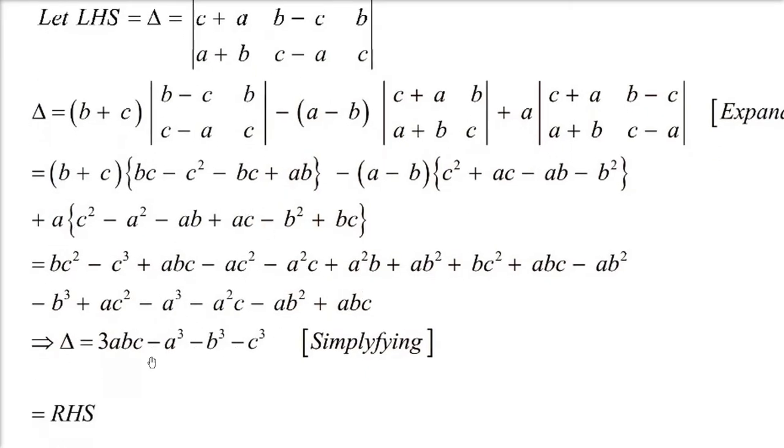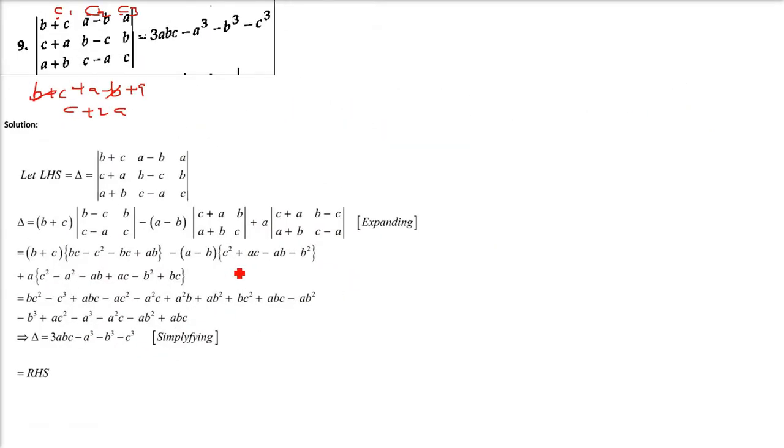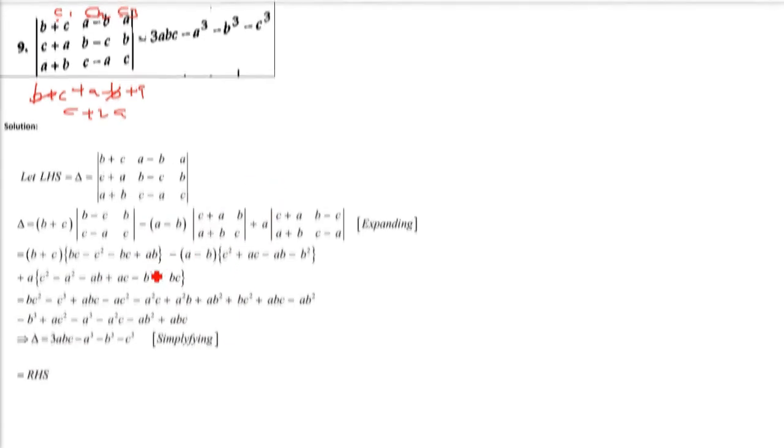So I hope you'll be able to do it. We have done it already. So this is simple calculation. Rearrange, cancel whatever is there, add, and finally this will come.